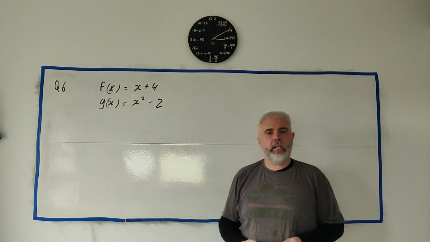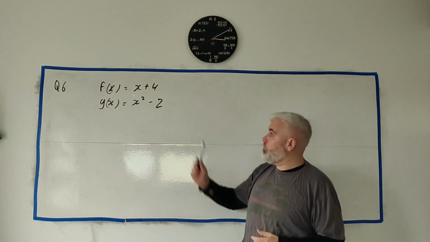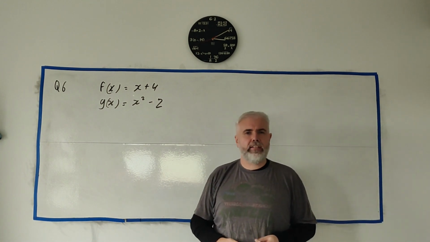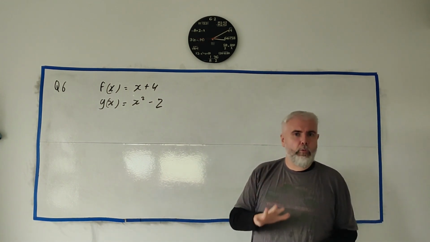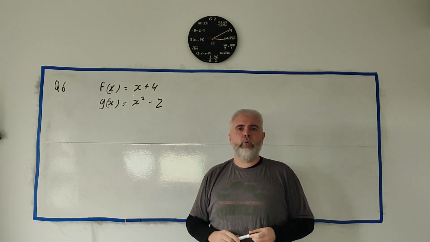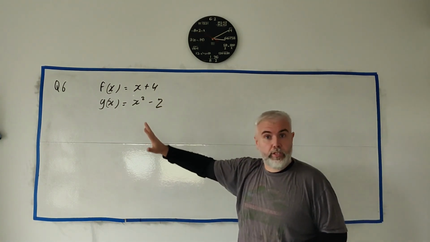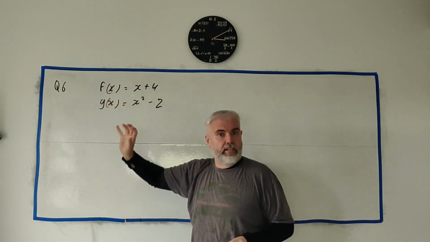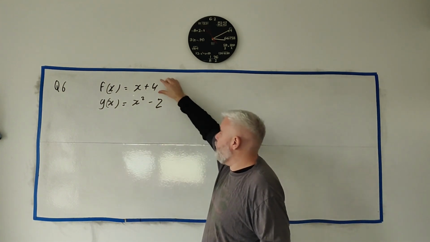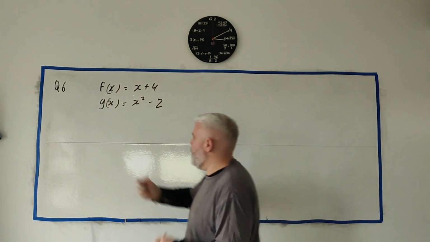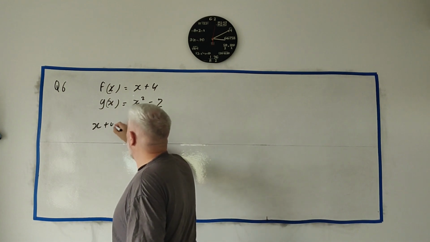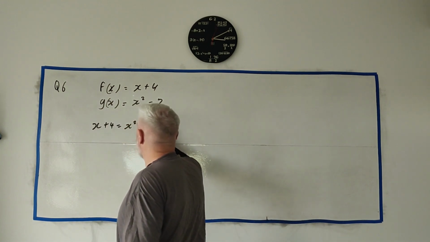In question 6, we're given these two functions here, f(x) and g(x), and we're simply asked, for part 1 at least, to find the two values of x for which f(x) and g(x) are equal to each other. It's not too complicated, they just want us to put the right sides equal to each other. So let's do that. x plus 4 is equal to x squared minus 2.